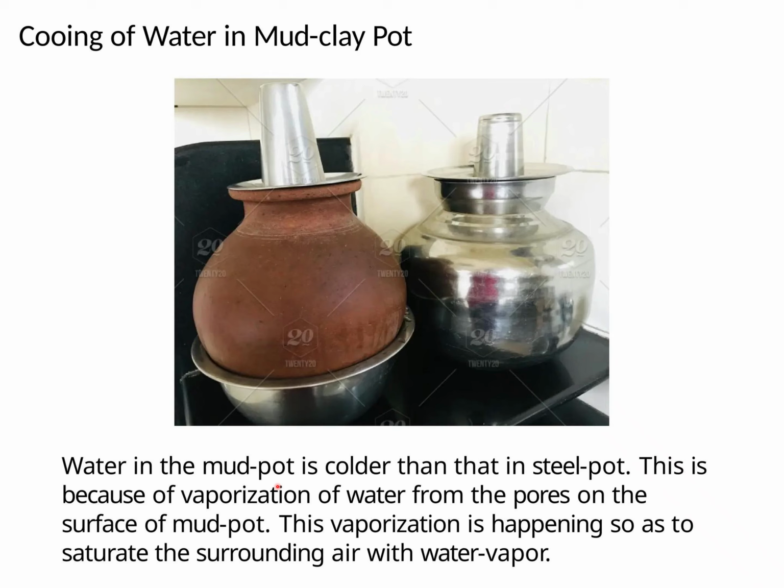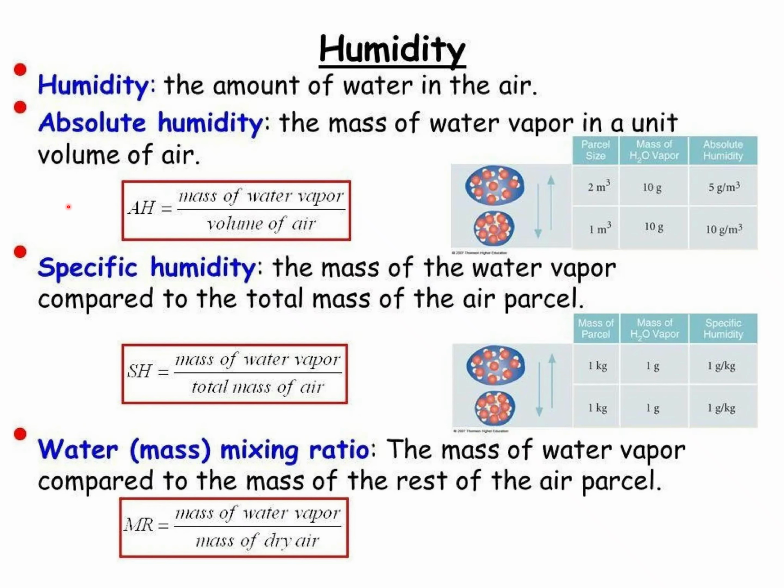Water in a mud pot is colder than that in a steel pot. That is because of evaporation of water from the pores on the surface of the mud pot. The evaporation happens so as to saturate the surrounding air with water vapor. So we can easily understand what humidity is.